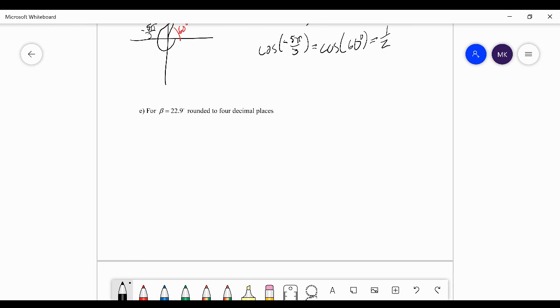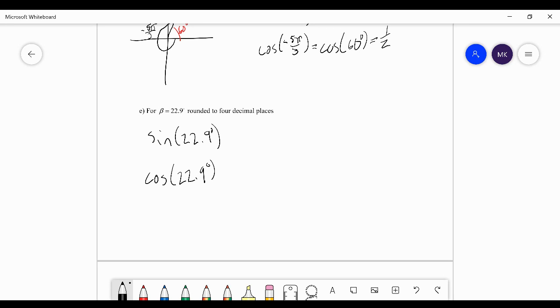All right. For beta equals 22.9 degrees rounded to 4 decimal places. Okay. So we need to figure out sine of 22.9 degrees, and we need to find cosine of 22.9 degrees. Well, that's not a 30, 60, or 45, so we don't have that in that chart. And it's not like 150, so we don't have something similar to that. So what do we do here? Oh, easy enough. We just use our calculators.